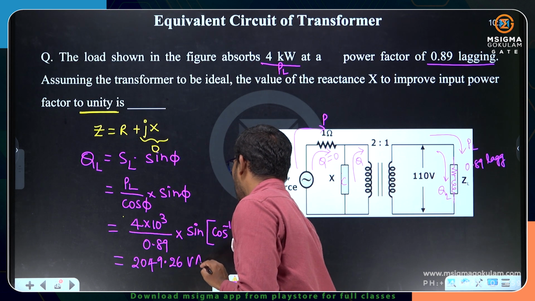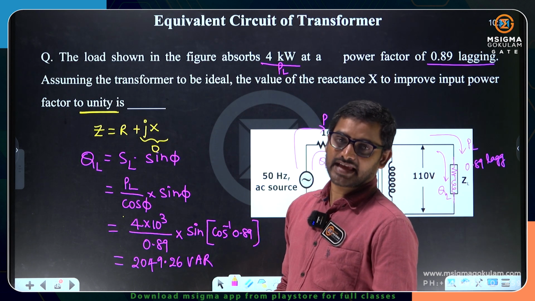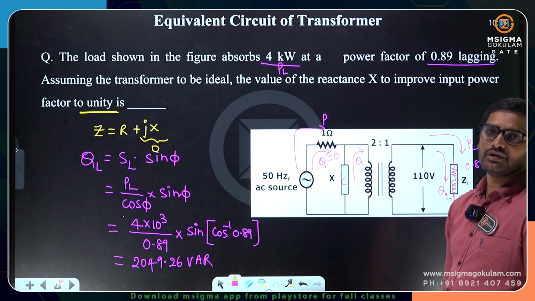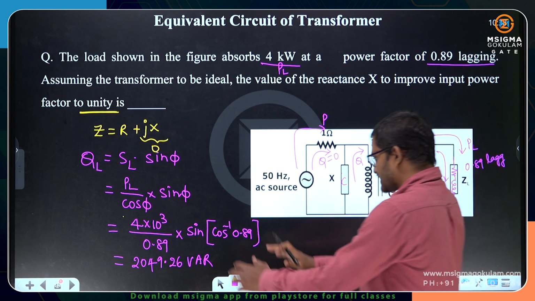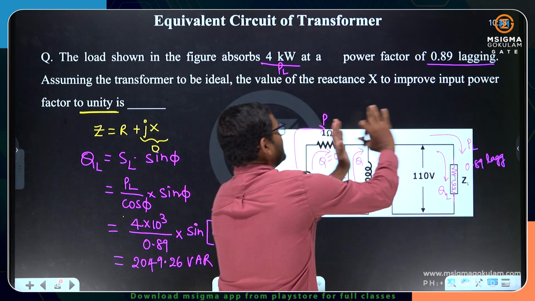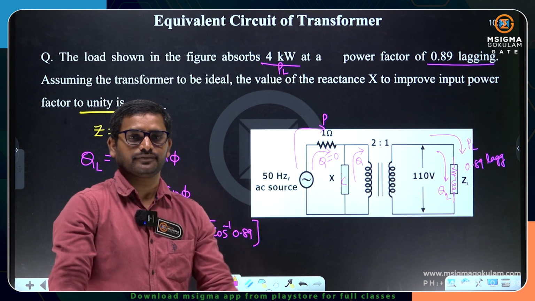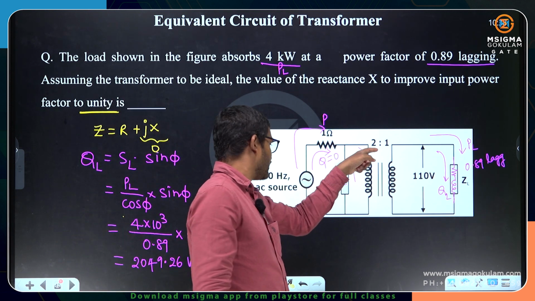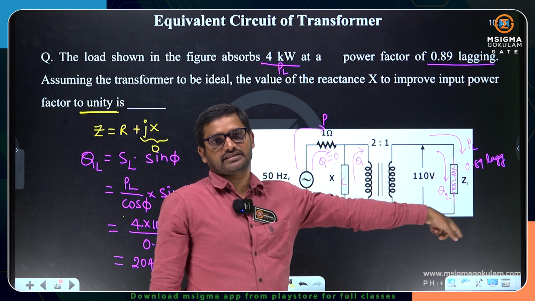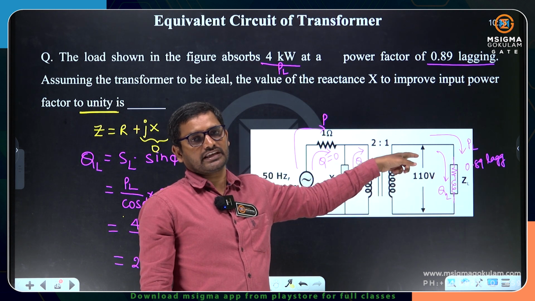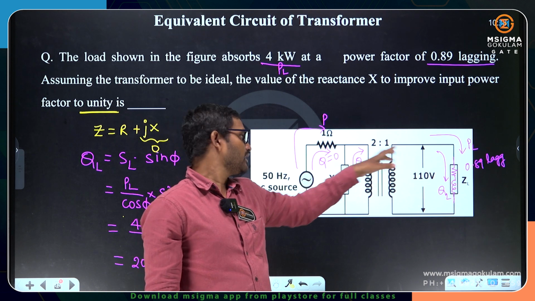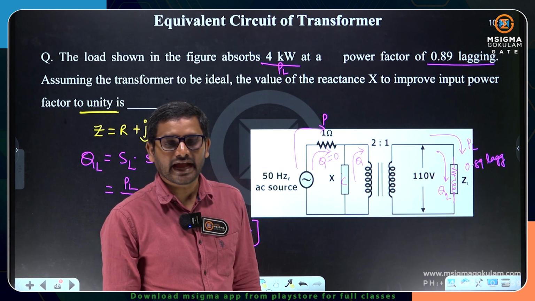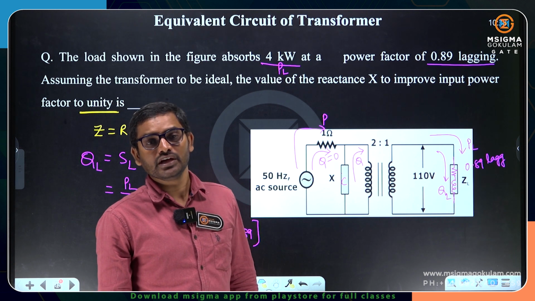2049.26 VAR. This is the volt ampere reactive. This is the reactive power consumed by the inductive nature of the load. Now this much reactive power has to be delivered by the X. What is that X? Capacitor. If it is going to deliver 2049.26 volt ampere reactive, then the reactive power delivered by the source will be 0, and I can say the source power factor will be improved to unity.